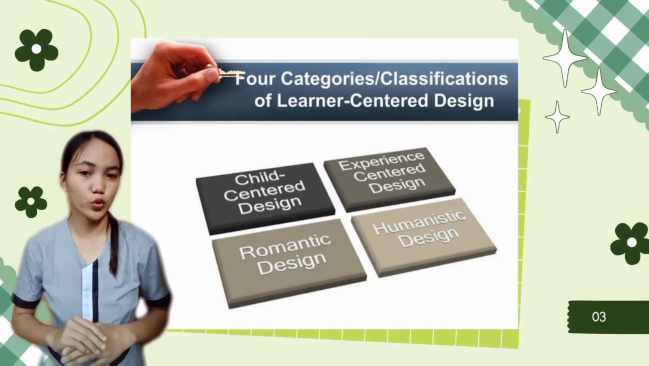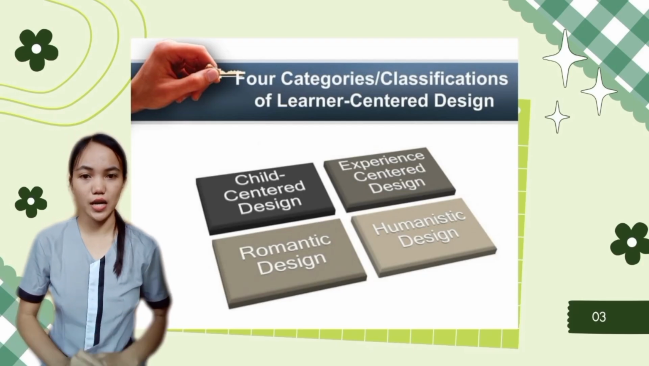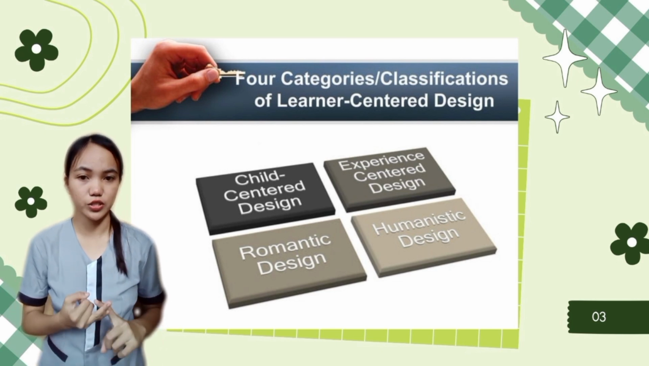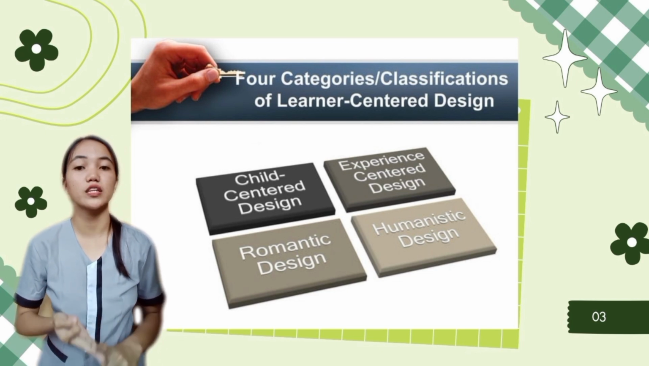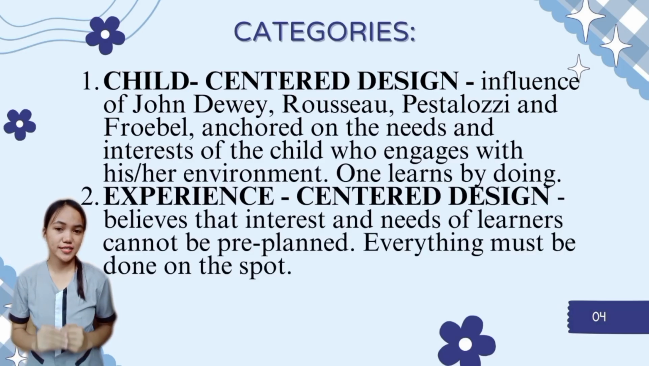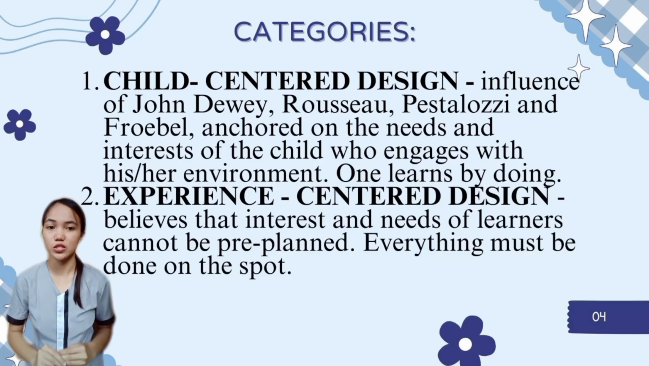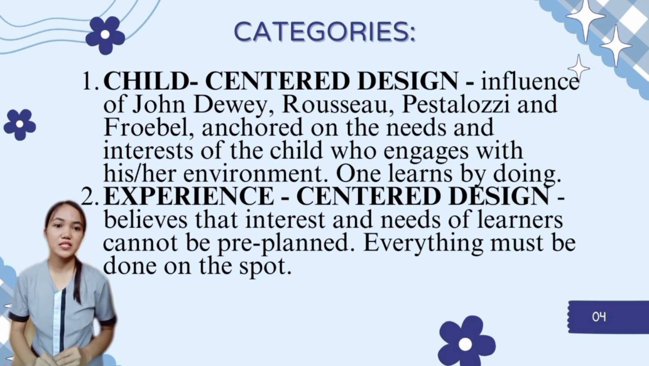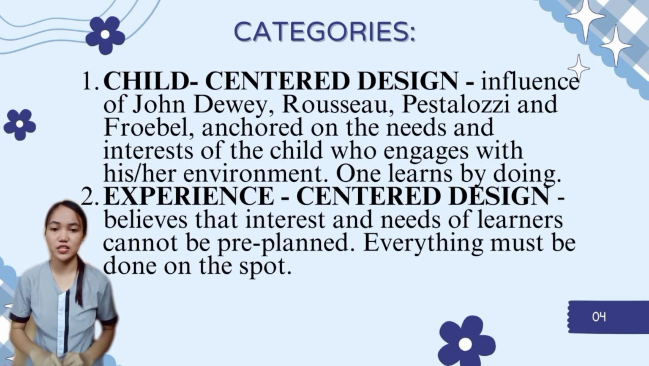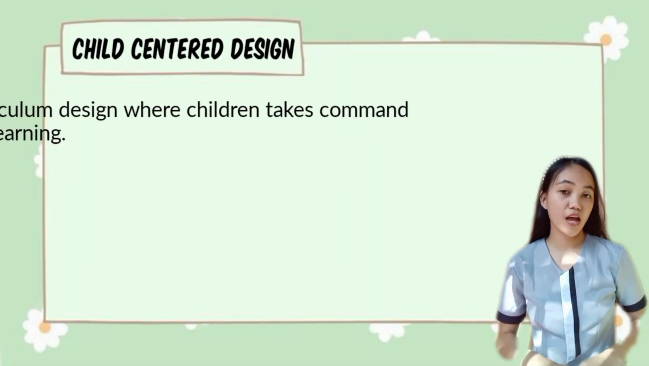There are four categories under the learner-centered design, which are the child-centered design, experience-centered design, the romantic or radical design, and humanistic design. Child-centered design is influenced by John Dewey, Rousseau, Pestalozzi, and Froebel, anchored on the needs and interests of the child who engages with his or her environment.